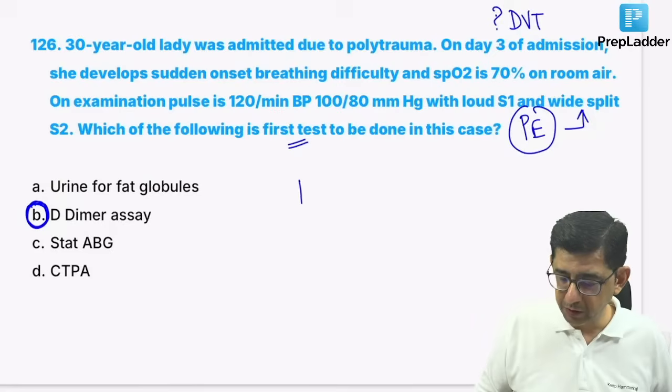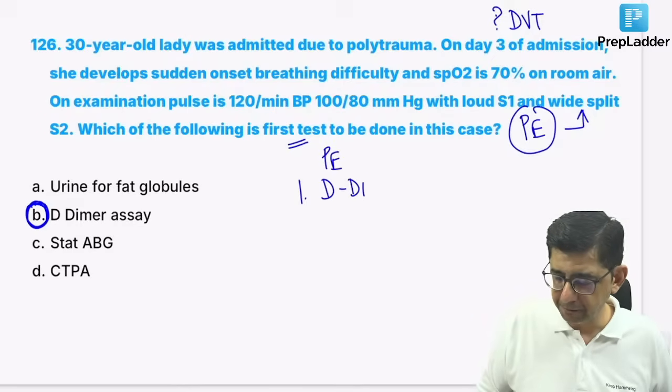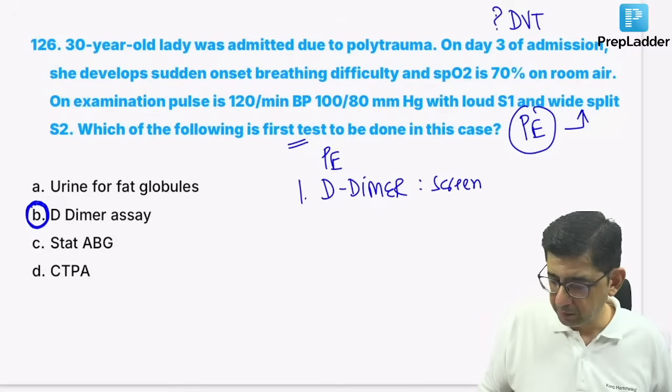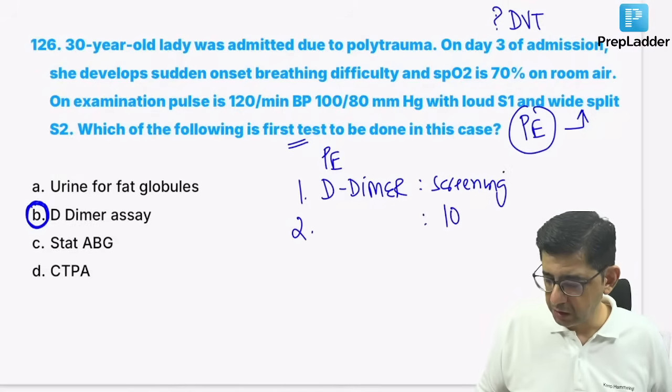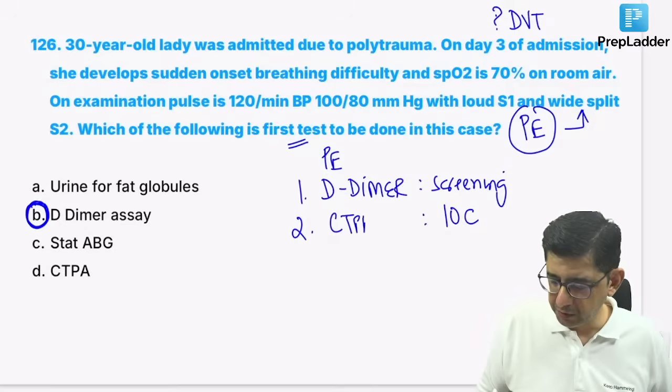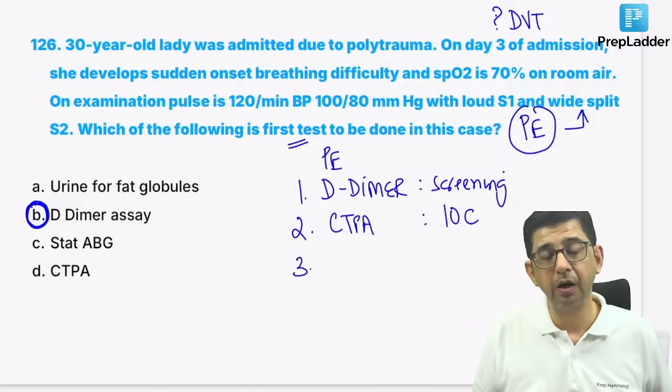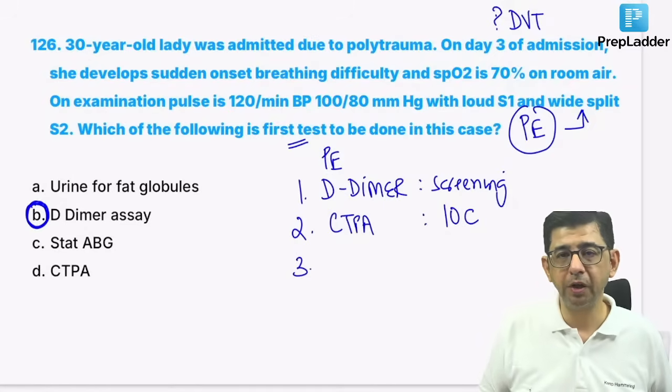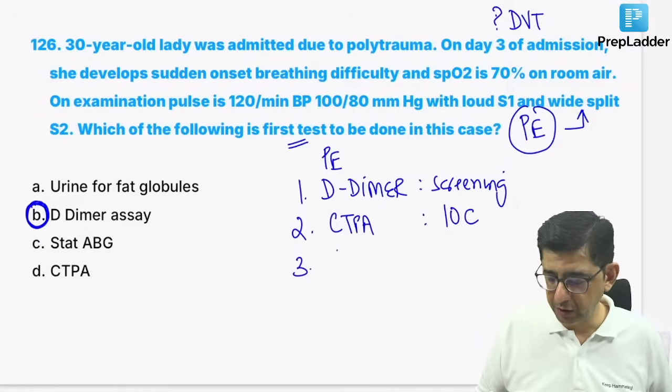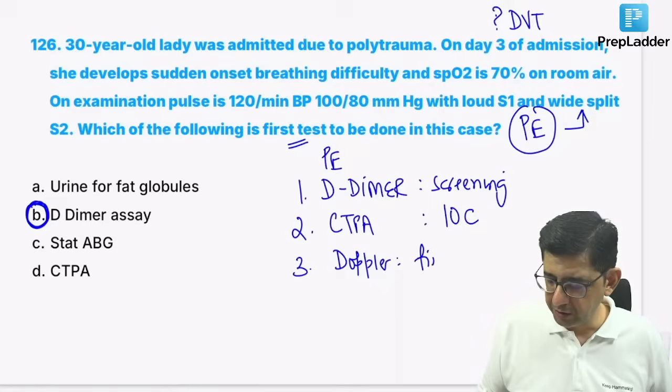Okay, so let me explain this. Why not D? First test to be done in any patient of pulmonary thromboembolism is a D-dimer assay. This is the screening test to be done. Then is the investigation of choice. The investigation of choice is CTPA, CT pulmonary angiography. Then the next test which is to be done in this patient is to demonstrate that there are clots in the legs of the patient. That is a Doppler. That is to find the etiology.